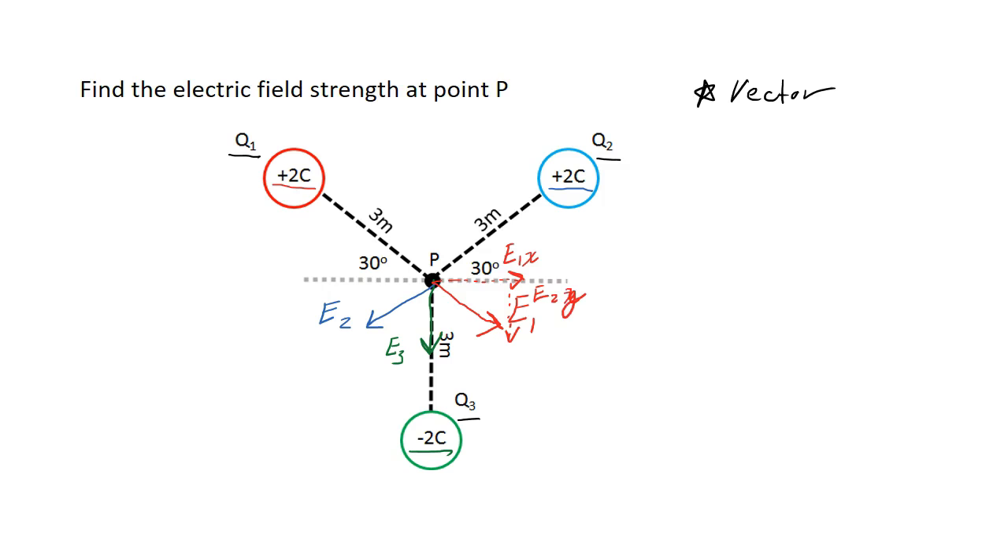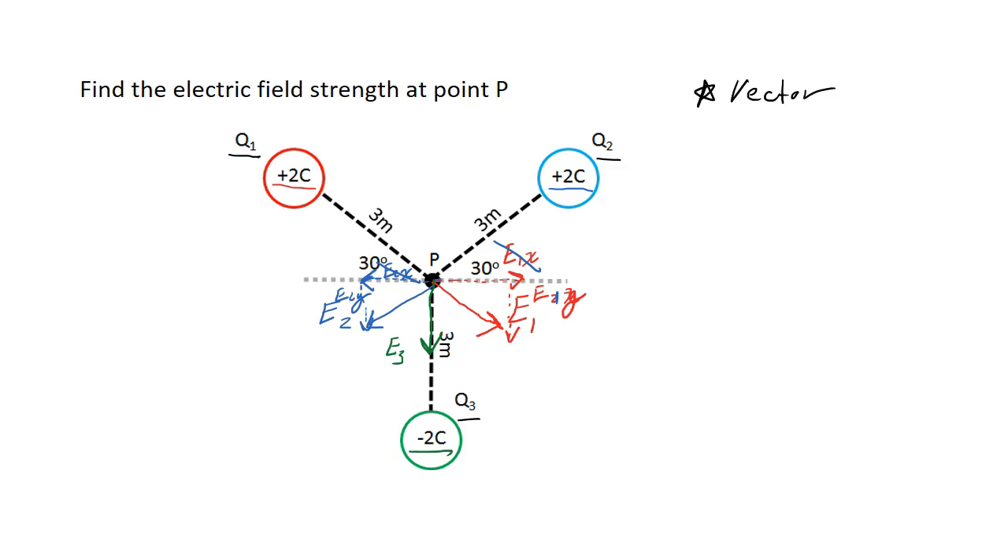I can do the same thing for my E2 vector. So E2 would have an x component to the left and a y component straight down. Notice my E2x and my E1x have the same magnitude but opposite directions. So that indicates that both of these vector components are going to cancel out each other and do not need to be included in the final calculation. We see that E2y and E1y are both, sorry, this should be a 1.